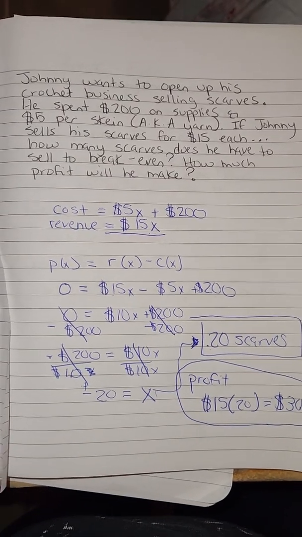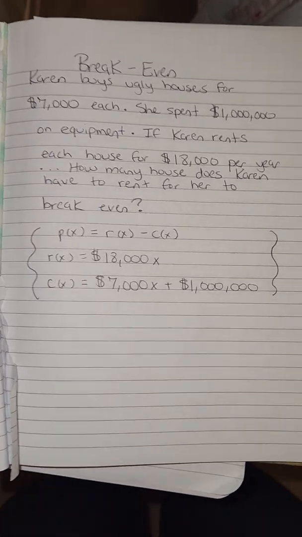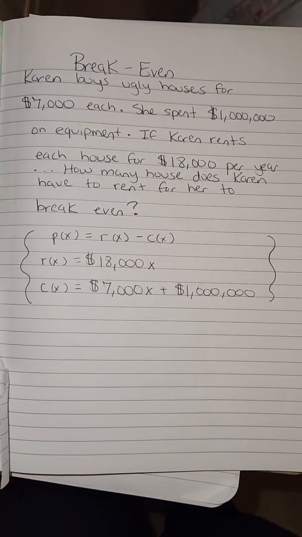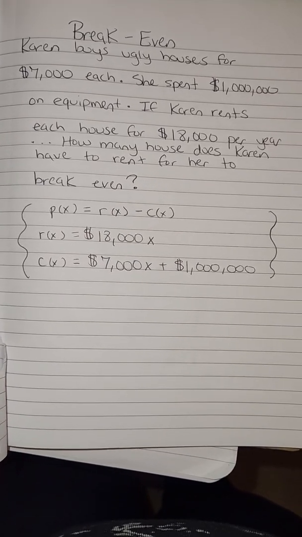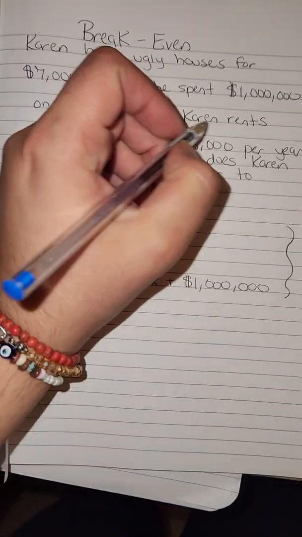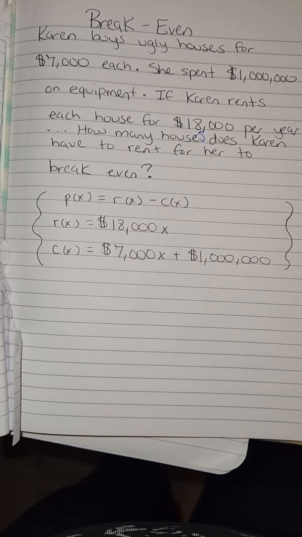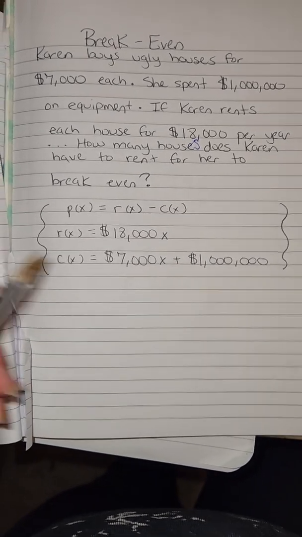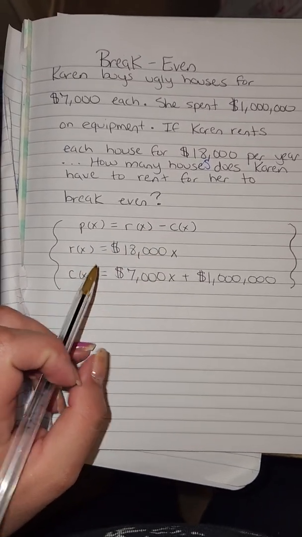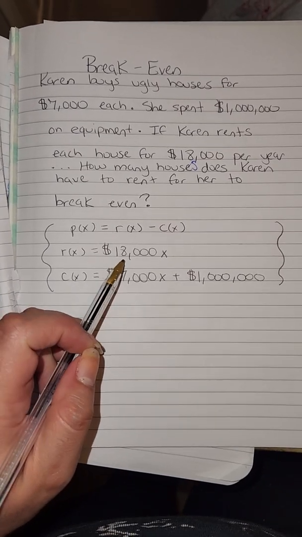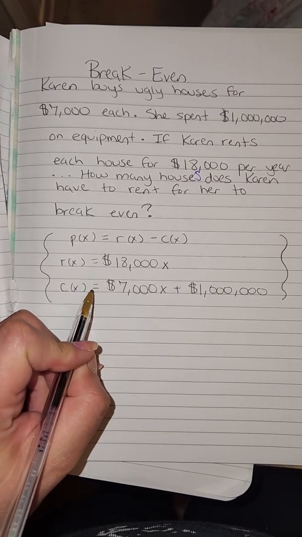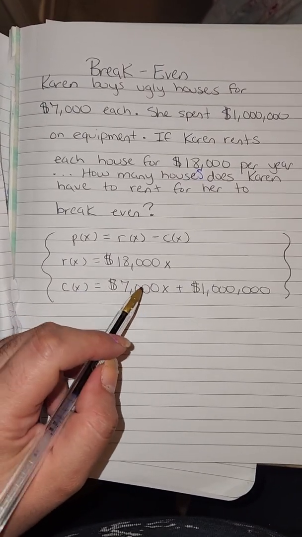Let's continue to the next problem. This problem says that Karen buys ugly houses for $7,000 each. She spends $1 million on equipment. If Karen rents each house for $18,000 per year, how many houses does Karen have to rent to break even? Remember the formula? P of X is equal to R of X minus C of X. R of X, in this case, will be equal to $18,000 X. And C of X is equal to $7,000 X plus $1 million.